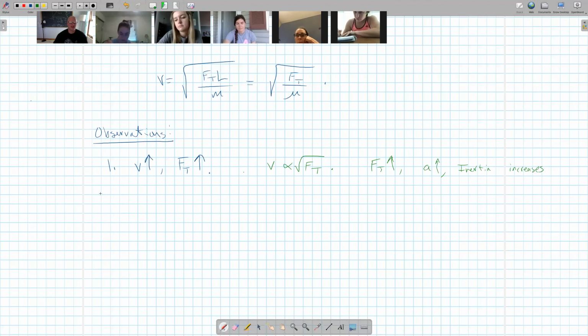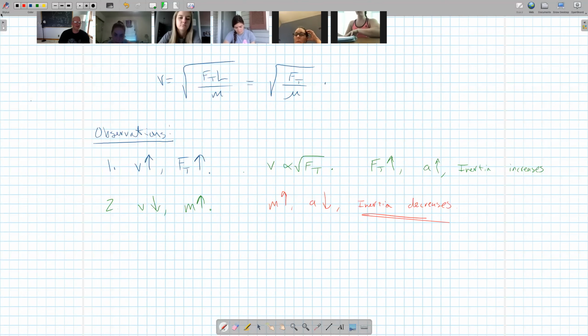Good. Now, observation number 2: the velocity goes down as the mass increases. Why does that make sense? It's exactly the same reason Callie said. As the mass goes up, the acceleration has to go down, which means it can't move as fast. So as the mass increases, the acceleration must decrease, which means that the inertia decreases. Good. All right, so these are some observations we can make.